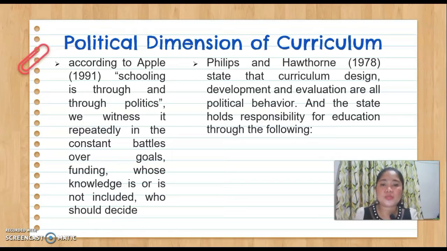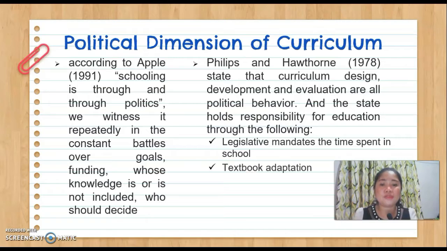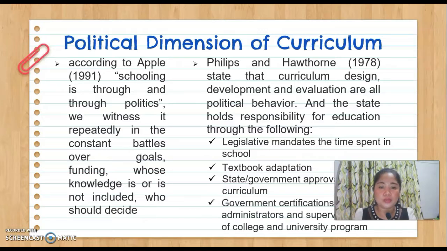The state holds responsibility for education through the following. We have first, legislative mandates: the time spent in school, textbook adaptation, state government approval of the curriculum, and the government certification of teachers, administrators, and supervisors by approval of college and university programs. Although the state or the government is responsible for making educational decisions, our task is not to reject the politics of curriculum, but to recognize how politics works, use it, and recognize what is at stake.